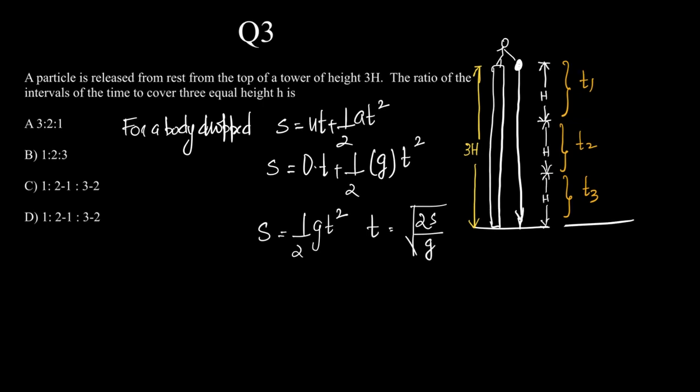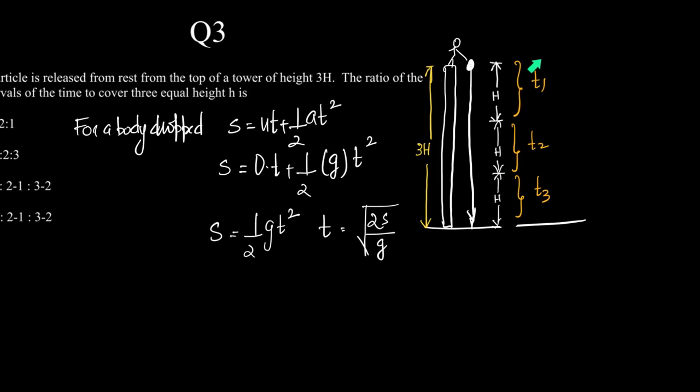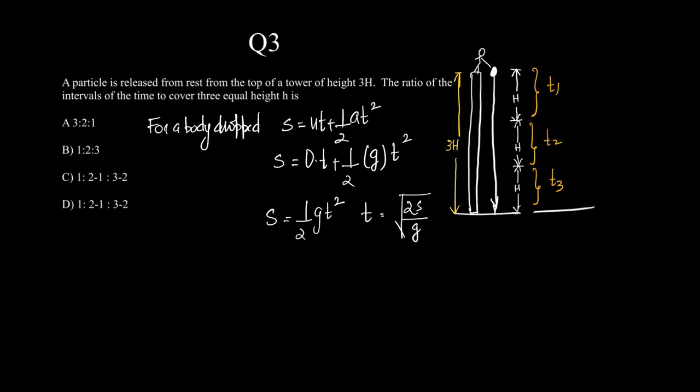So for the first 1/3, which is h here, that is time taken as t1. So if we write that equation here, what do we get? We get h is equal to half into g into t1 square, right? So what do we get t1 as? t1 is equal to root of 2h by g.